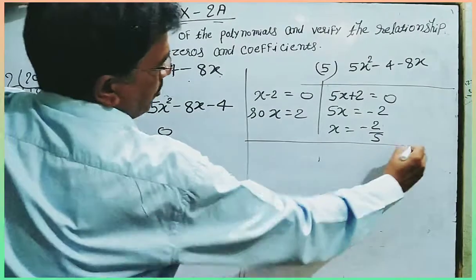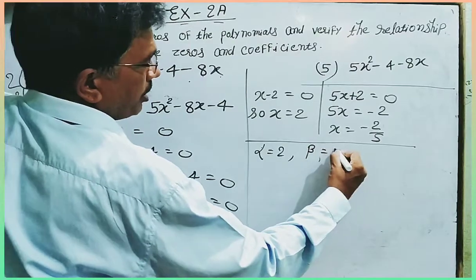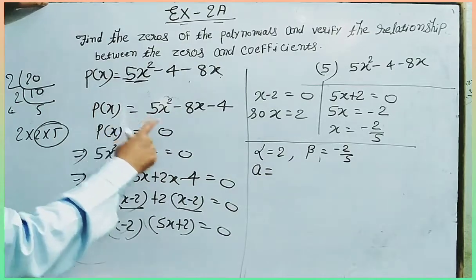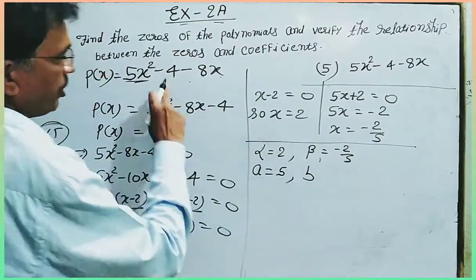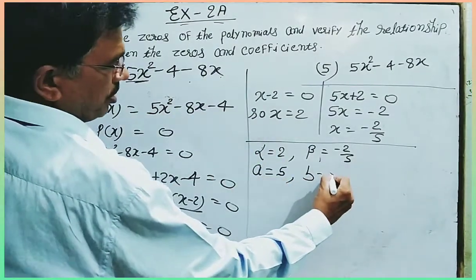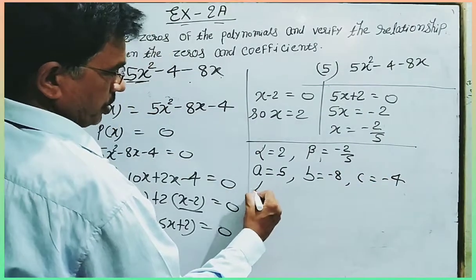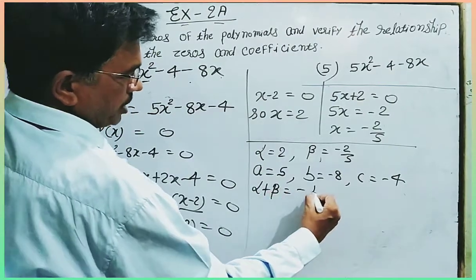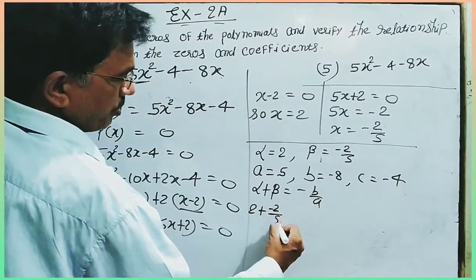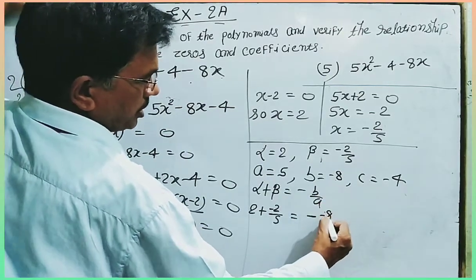Now write their coefficients. Alpha you write 2, beta write minus 2 by 5. What are A, B, C? A is 5. B, don't write like this. B is minus 8. The coefficient of x is called b. So b is equal to minus 8 and c is equal to minus 4. Your relation is alpha plus beta equals minus b by a. What is alpha? Alpha is 2 plus beta, minus 2 by 5, is equal to minus b by a. So minus b is minus 8 by 5.